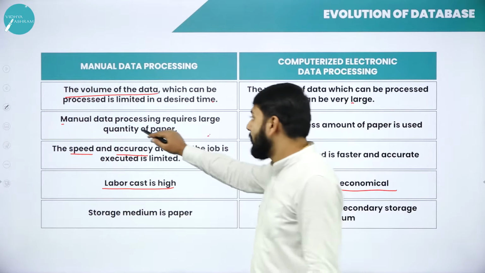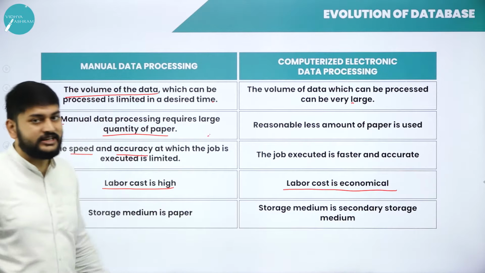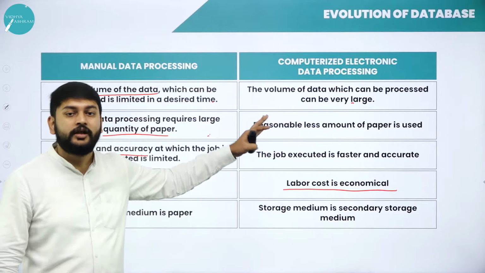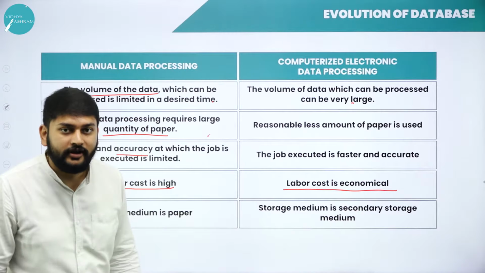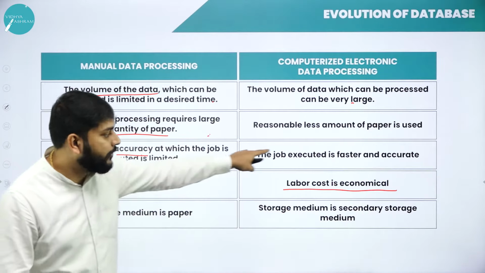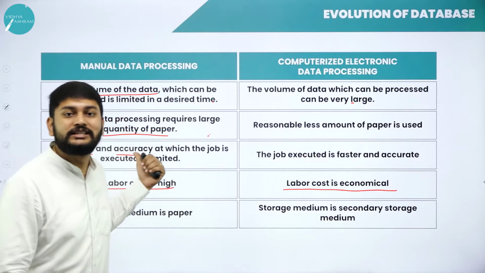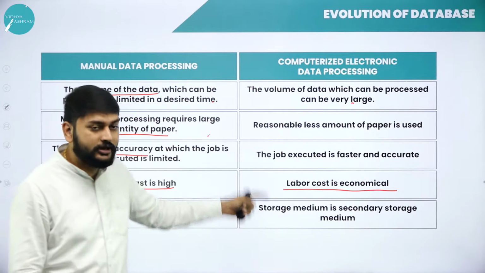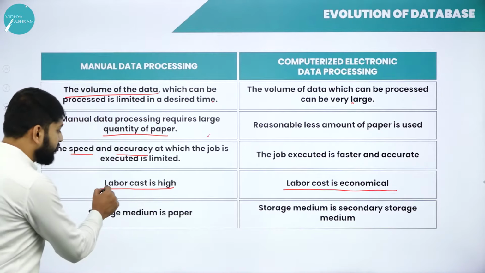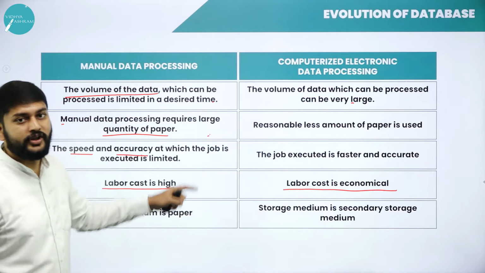What is the second point? Manual data processing requires a large quantity of papers. But here you do not require a large amount of paperwork. So that is the second important point. Accuracy and speed will be there in manual processing too, of course, but in a small amount, while here it will be high. That is what you have to remember. Labor cost is high in manual, and inexpensive here. That is what you have to understand.